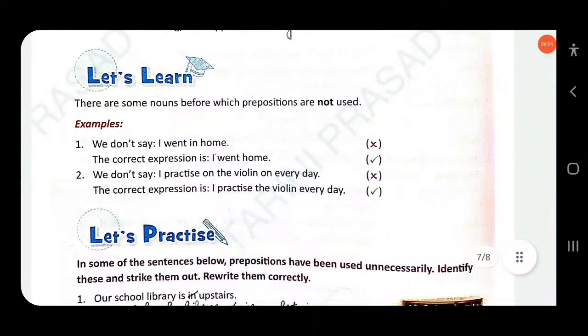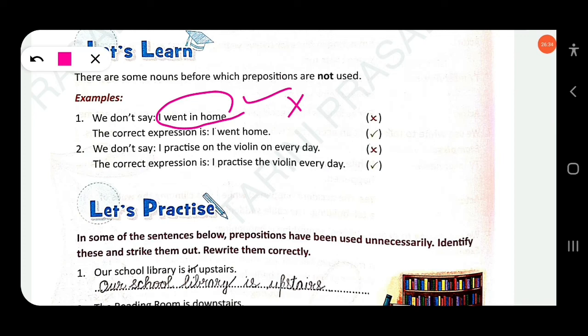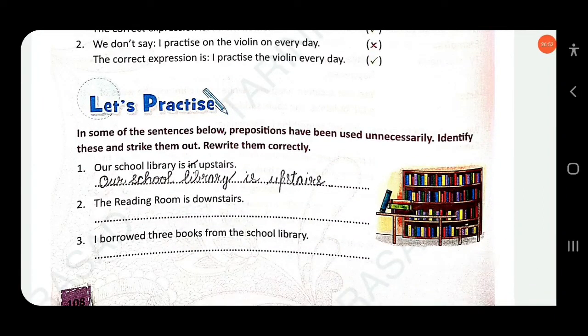Then next, there are some nouns before which prepositions are not used. So here we don't say I went in home. This is wrong. So here no preposition will be used. The correct expression is I went home. Similarly, we don't say I practice on the violin on every day. This is wrong. I practice the violin every day. So here in some of the sentences below, prepositions have been used unnecessarily. Identify these and strike them out, rewrite them correctly.